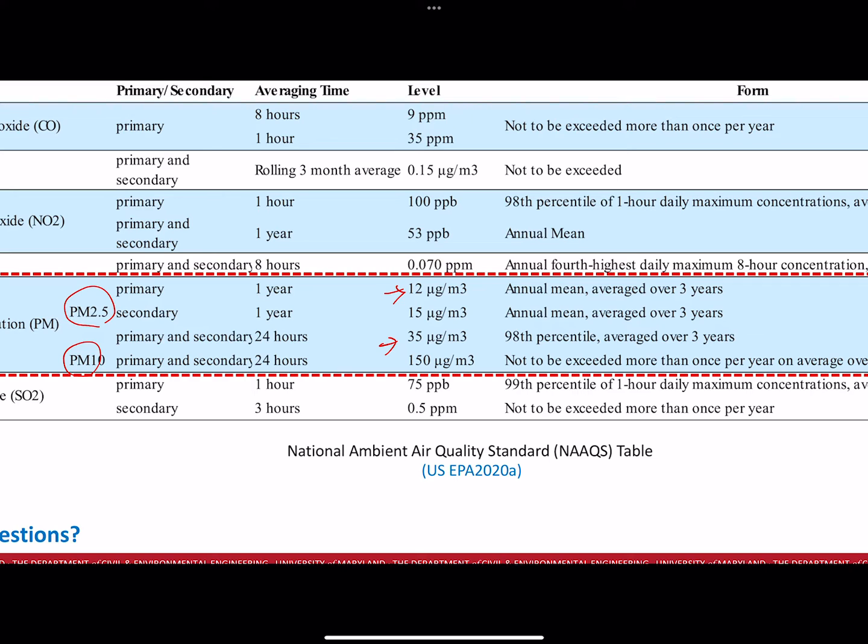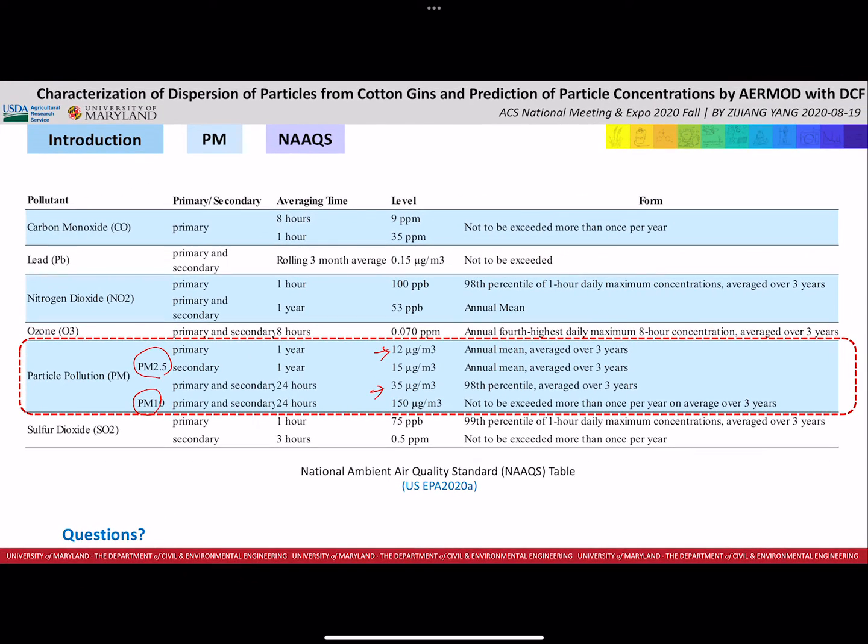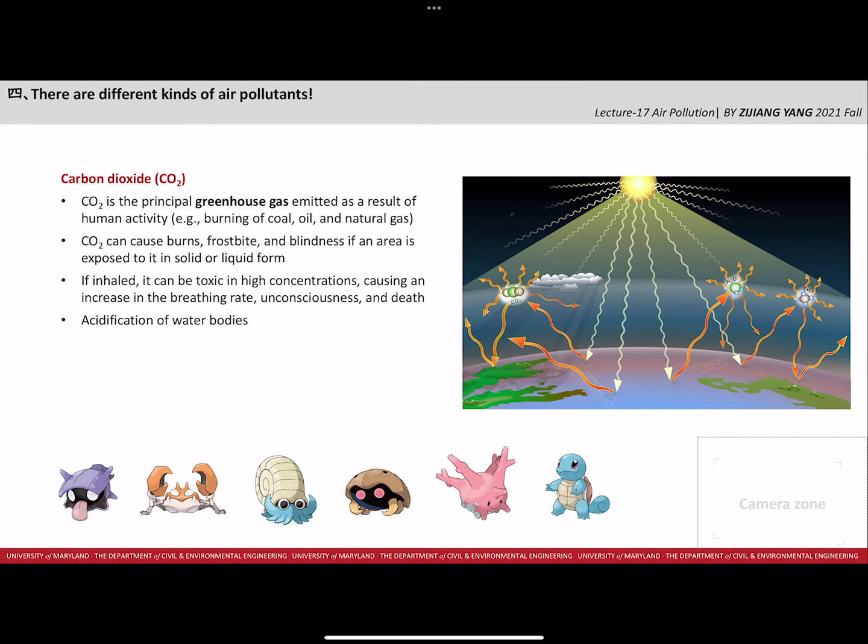Generally, PM10 includes PM2.5 because it refers to sizes that are smaller than this. It doesn't mean particles that have exactly the same size. So the regulation limit of PM10 is greater than PM2.5, even though PM2.5 is considered more toxic.